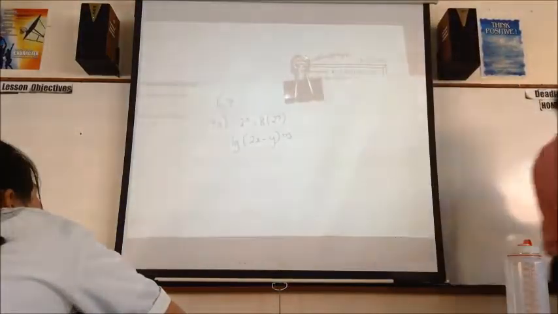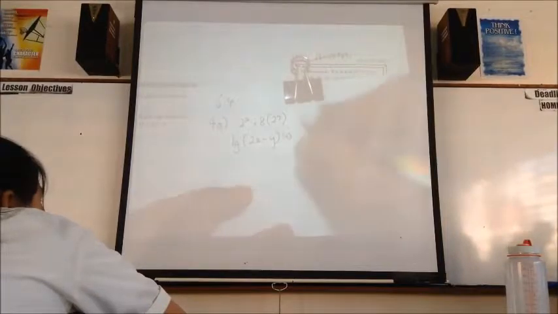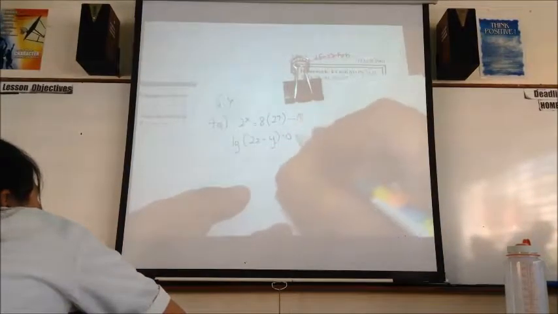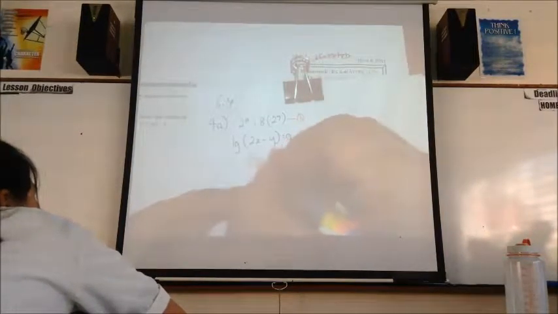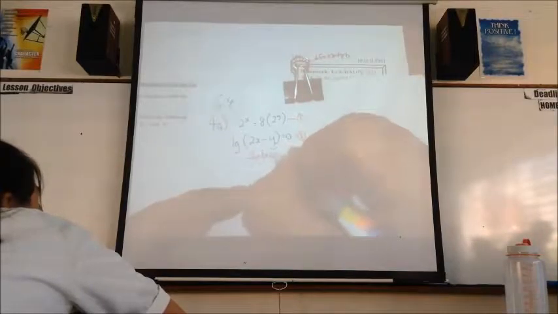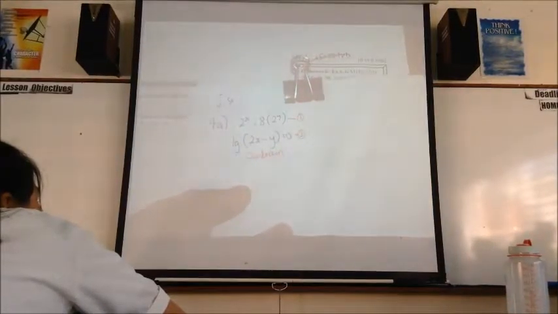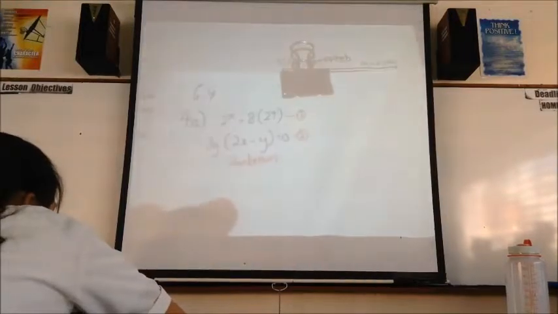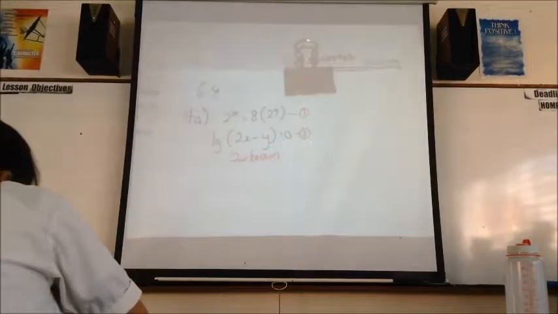Okay, it's very obvious this is a simultaneous equation. Why? Because there are two unknowns. You want to write this down as well, so that in future when you see this, you know how you want to tackle this question.